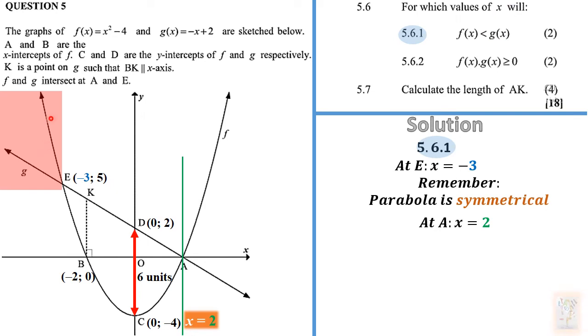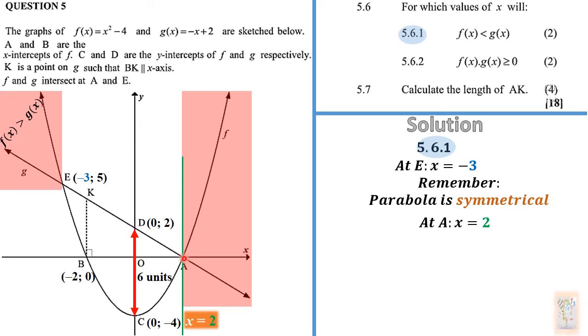So let's check this one. This is f of x, this is g of x. So f of x is above g of x. So it means f of x is greater than g of x. This is not what we want. So this region doesn't give us a solution. Now let's look at another region where we have the two graphs.